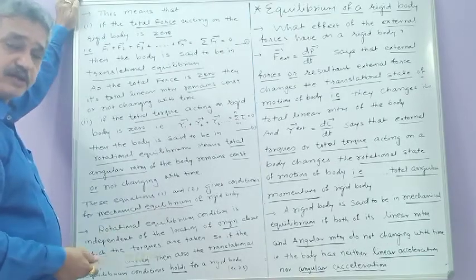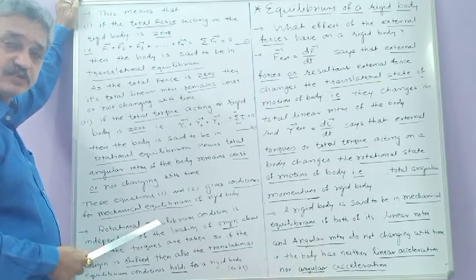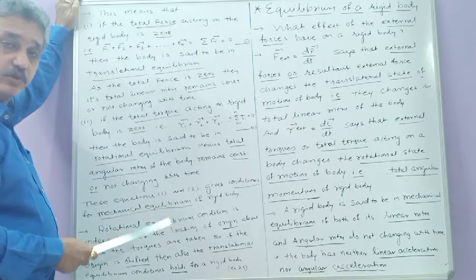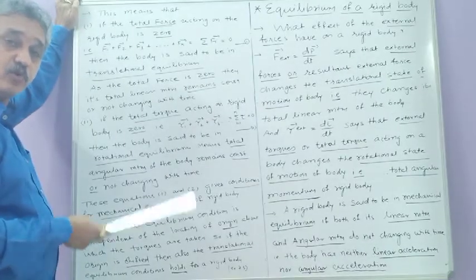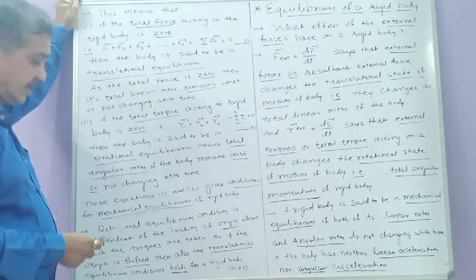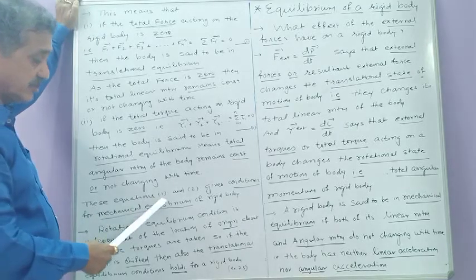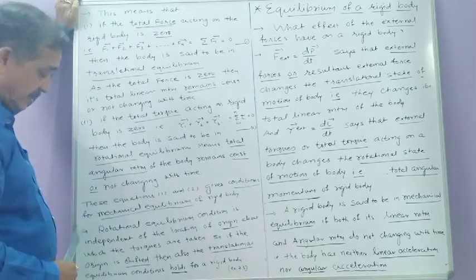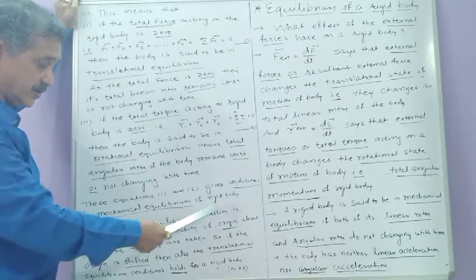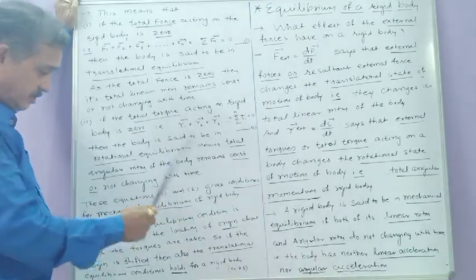And if both are there, then the body is said to be in translation equilibrium as well as in rotational equilibrium. And this kind of both equilibrium is said to be mechanical equilibrium. And these equations 1 and 2 give the conditions of mechanical equilibrium of a rigid body.